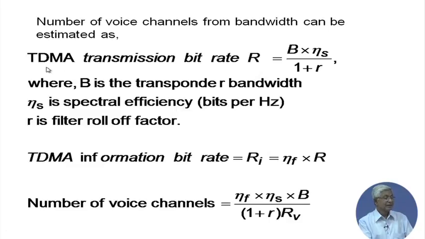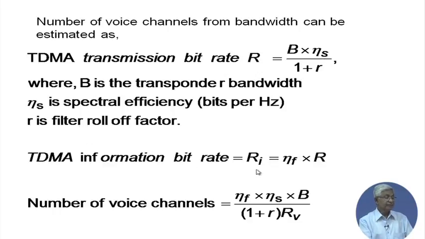Let us see how. The total TDMA transmission bit rate is based on the transponder bandwidth. I assume the full transponder is being used. So it is the transponder bandwidth multiplied by the spectral efficiency, that is, depending on the type of modulation used, how many bits per hertz, divided by the filter roll off. Even for the whole transponder bandwidth we will use a filter, because spurious components should not fall into the adjacent channel. So there is definitely a filter roll off factor, 1 plus R. So, transmission bit rate R is equal to transponder bandwidth B into eta S, where eta S is the spectral efficiency for the modulation, divided by 1 plus R.